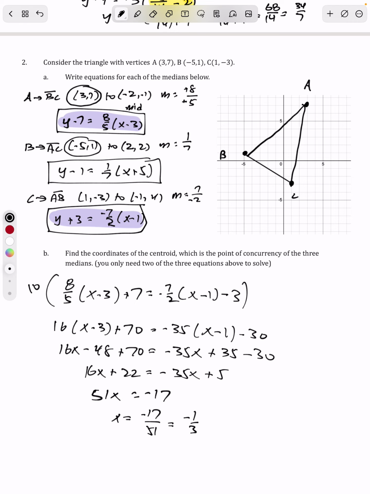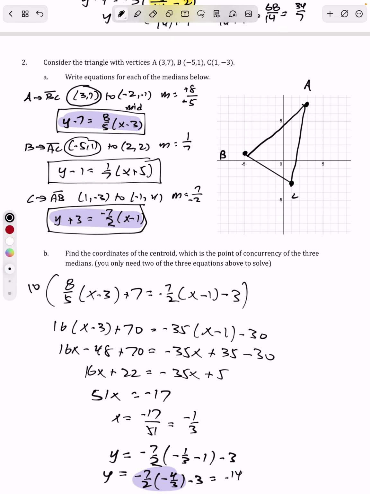And to get y, I'm going to use the bottom equation. I can use any one I want. Y equals negative 7/2 times negative 1/3 minus 1 minus 3. Lots of negatives there. Y equals, okay, negative 7/2 times negative 4/3 minus 3. This is 28/6. The product here is 28/6, which is 14/3. So negative 14/3 minus 3.